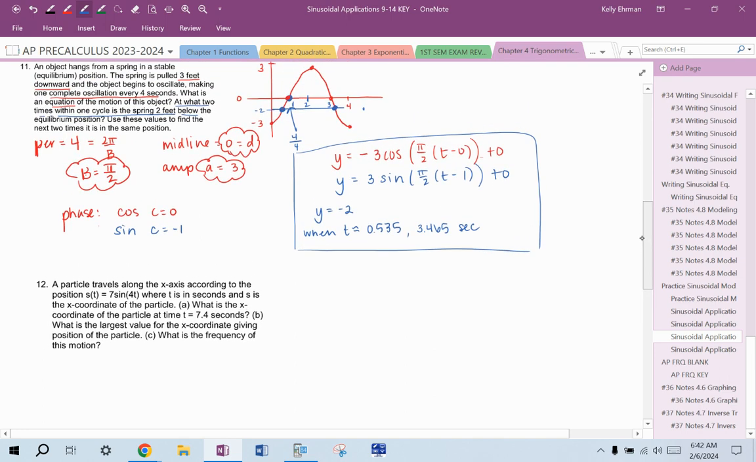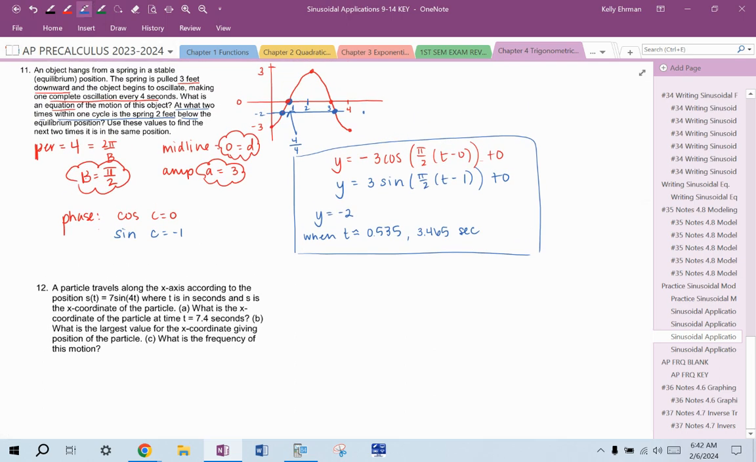Oh, and then, sorry, there is one other question. Speaking to that, I guess. Use these values to find the next 2 times that it's in the same position. So this is worth looking at because remember, these things are periodic. So we can say, if we take our first answer and add the period to it, the period's 4, that should be the next time that we hit the next value.